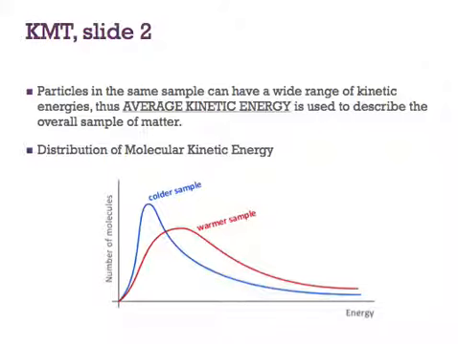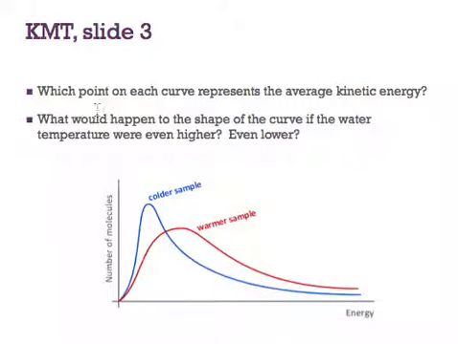All right, just two quick questions here. Which point on each curve represents the average kinetic energy? You probably want to stop the video and try to figure it out, and hopefully you got it. The top point on both of these should be your average kinetic energy. This is where the most molecules are, and if you average everything out, it should be right around that top point.